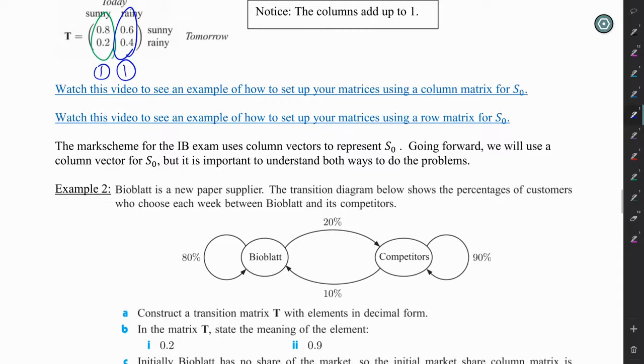So from here on, we're going to use column matrices, but it's important to understand that we could do it both ways and that later on in your college career, you may see it both ways or a row or just a column, depending on which school you decide to go to.